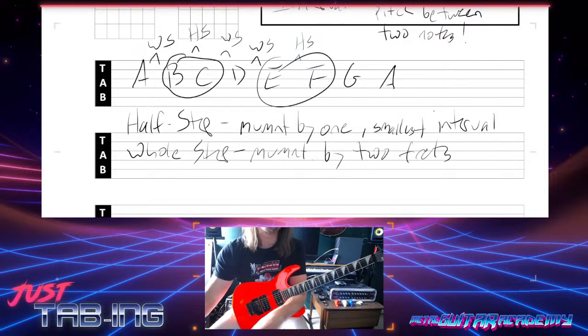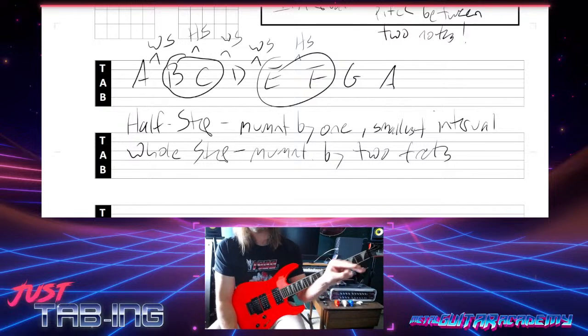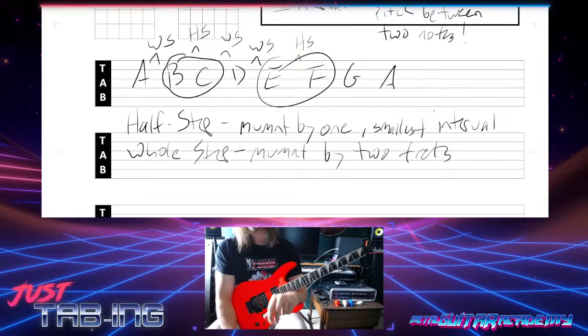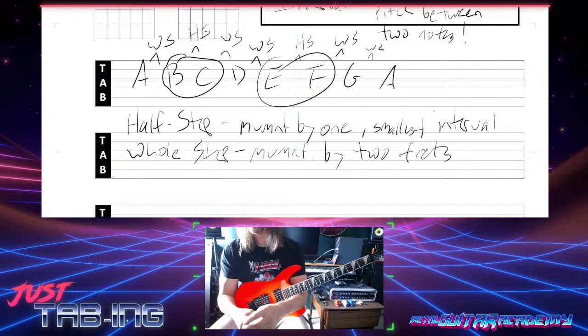These are good to memorize. B to C, E to F, automatically half step. Again, on a piano keyboard, 2 white keys, that pair would be B to C, other pair would be E to F. F to G is whole, G to A is whole. So most of these are whole steps.